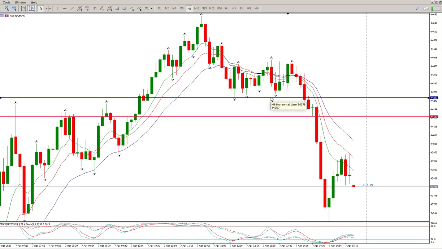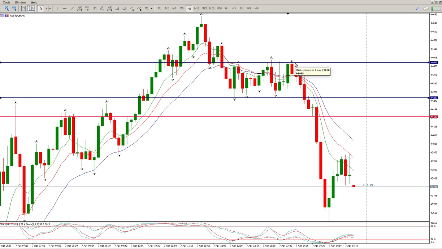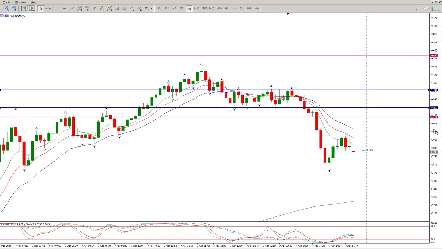Could come into this area here of 44,257, and my stop area for this at the moment is going to be this fractal level here, which is 44,440. Okay, so looking for shorts, looking for a bit of a bounce up, and then move to the downside.